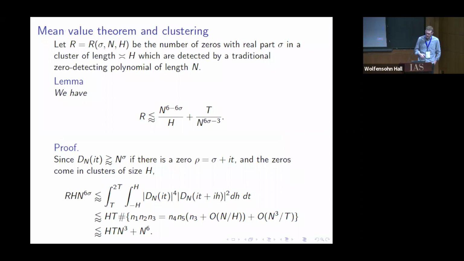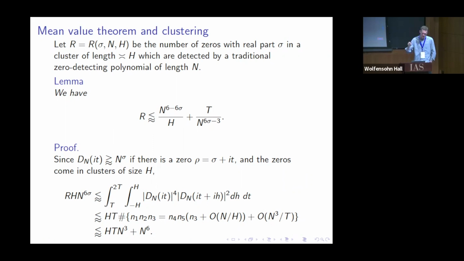Okay, so maybe I'll put up an example result. We need to count zeros by the real part sigma, and then by the length of the cluster in which they live, this H. Also, all of these zeros are detected by one of these traditional zero detecting polynomials, and that has some length N. We also need to keep track of this N. So you do some sort of pigeonholing, dyadic something, and you keep track of all of these parameters, and you can prove a result like this. This lemma gives an upper bound on how many zeros can live in clusters of this type and be detected by this kind of polynomial. And maybe the main takeaway is this factor of H in the denominator. This is what you win compared to the traditional approach.